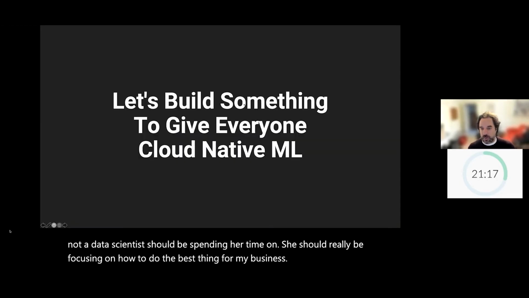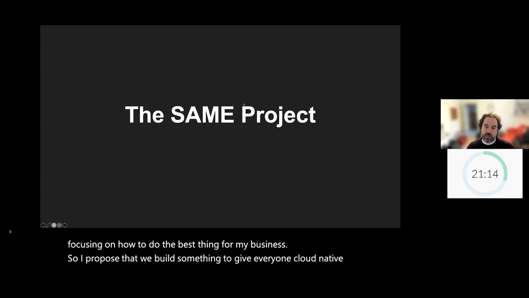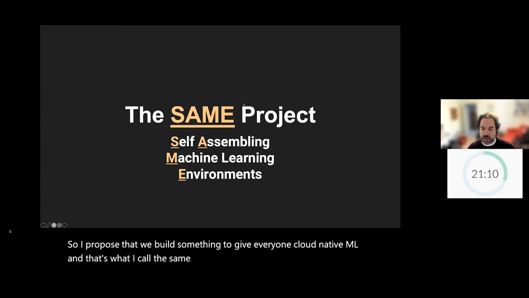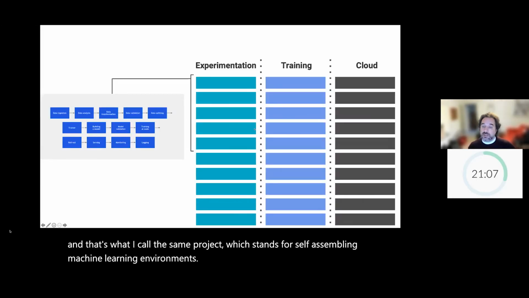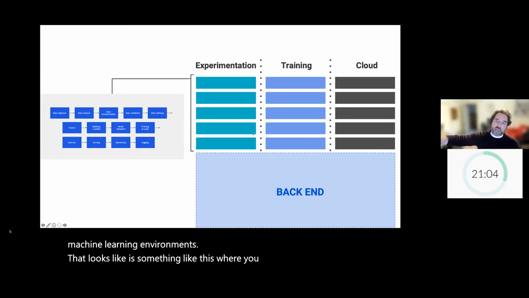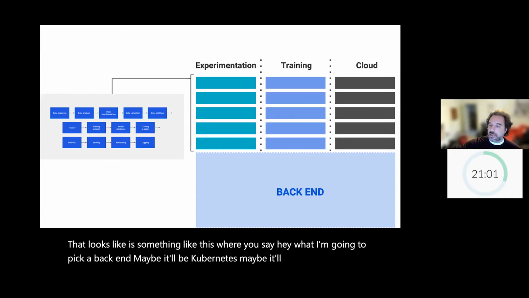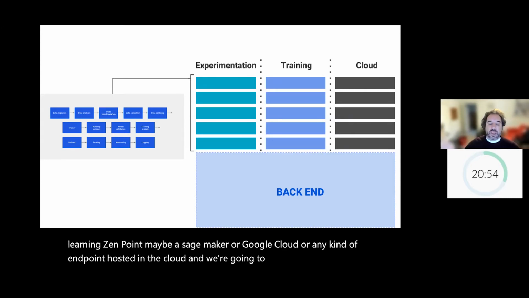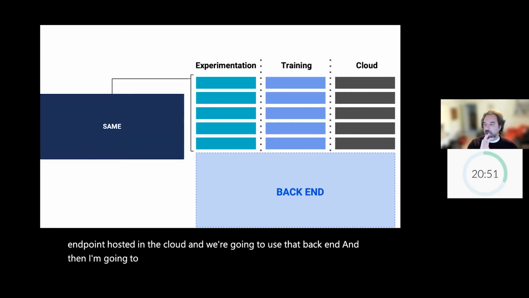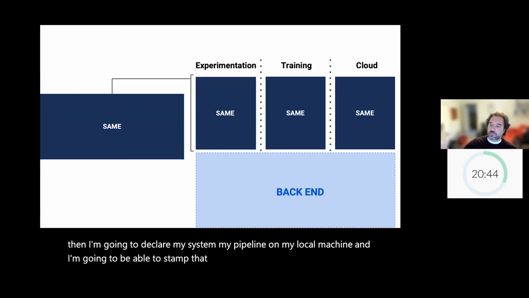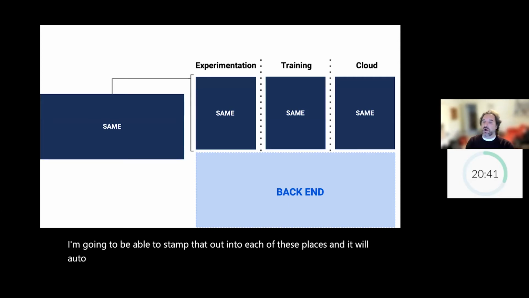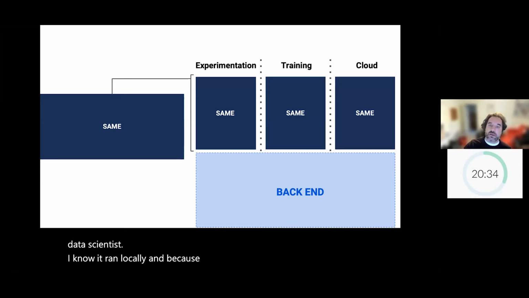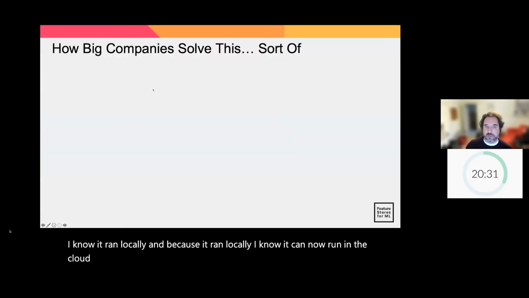So I propose that we build something to give everyone cloud native ML, and that's what I call the SAME project, which stands for self-assembling machine learning environments. What that looks like is something like this, where you say, hey, you know what, I'm going to pick a backend. Maybe it'll be Kubernetes, maybe it'll be Azure Machine Learning's endpoint, maybe a SageMaker or Google Cloud or any kind of endpoint hosted in the cloud, and we're going to use that backend. And then I'm going to declare my system, my pipeline, on my local machine, and I'm going to be able to stamp that out into each of these places, and it will auto-configure itself based on whatever that backend I choose is. But as a data scientist, I know it ran locally, and because it ran locally, I know it can now run in the cloud. And we're going to make that commitment as part of our platform.